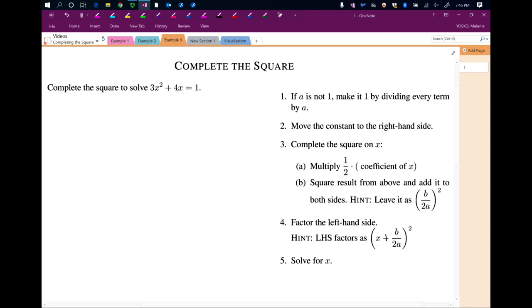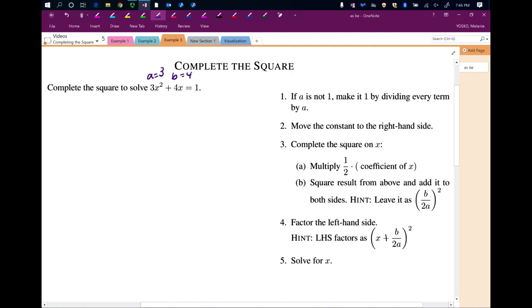Let's complete the square to solve 3x squared plus 4x equals 1. So we notice this is a quadratic equation, because the highest power of x is 2. So remember a: if a is not 1, a is the coefficient of x squared. So this is your a right here, and this is your b. So a is 3 and b is 4.